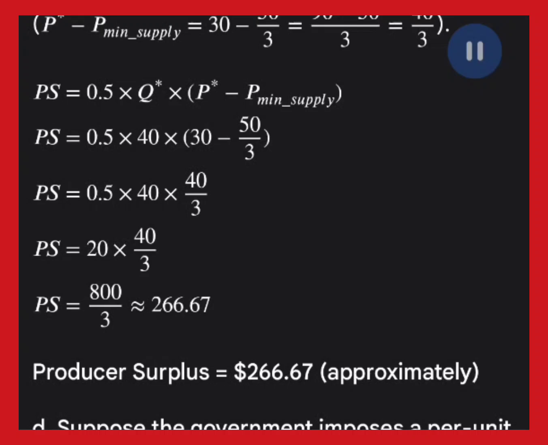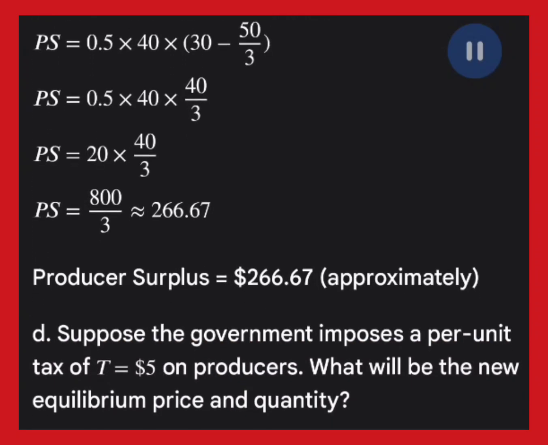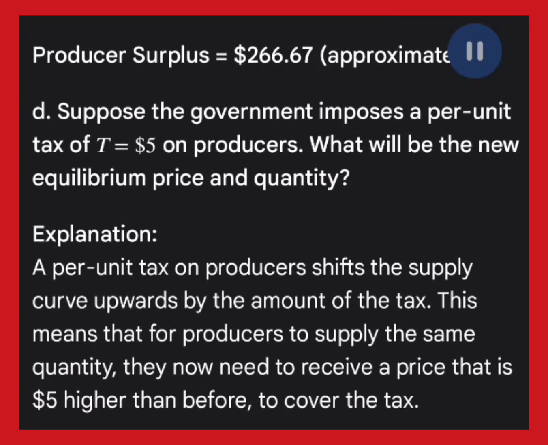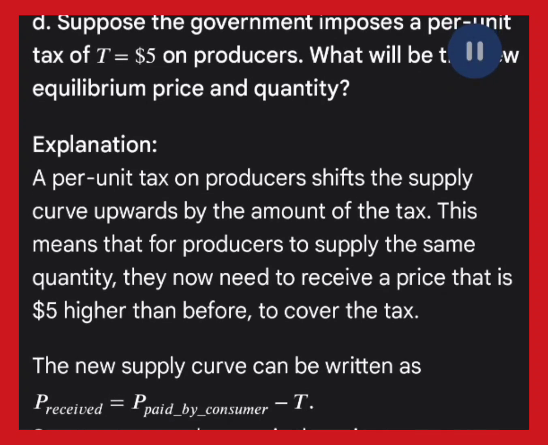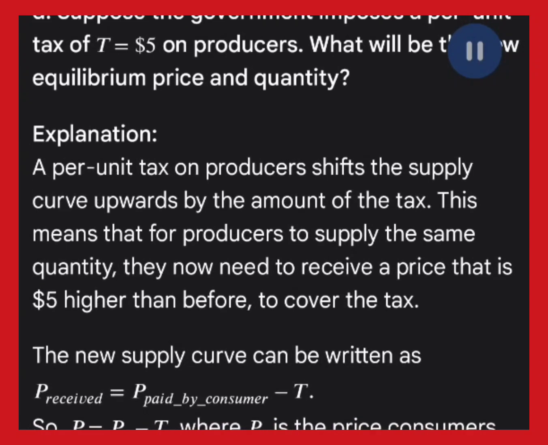PS = 0.5 × 40 × (30 − 50/3). PS = 0.5 × 40 × 40/3. PS = 20 × 40/3. PS = 800/3 ≈ 266.67. Producer surplus equals approximately $266.67. D. Suppose the government imposes a per unit tax of T = $5 on producers.